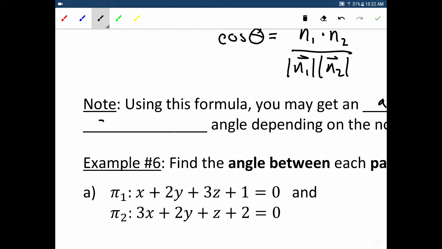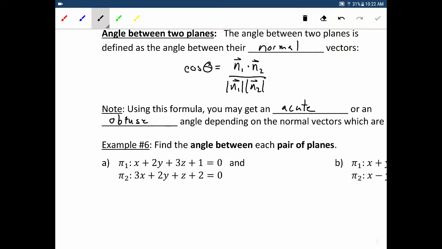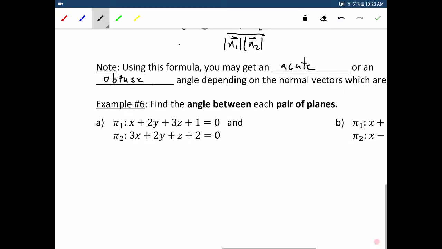Note, using this formula, you may get an acute or obtuse angle. And both are correct. The only reason you would need to specify really is if the question actually specifies whether it wants the acute or the obtuse.